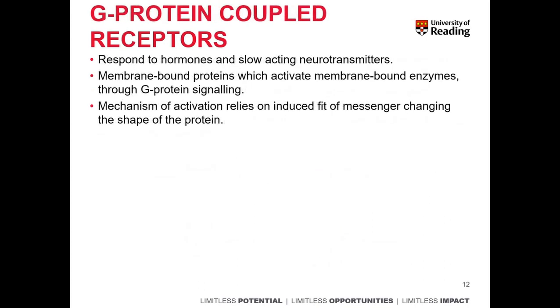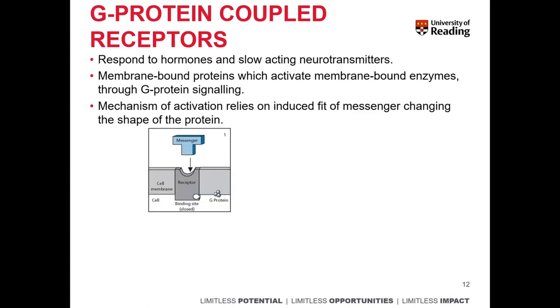So now we'll look at G-protein coupled receptors. These are receptors which respond to hormones and slow-acting neurotransmitters. A G-protein coupled receptor consists of a membrane-bound protein, and this protein then activates membrane-bound enzymes through a process called G-signaling. The mechanism of activation relies on the induced fit of the messenger changing the shape of the protein. So let's have a look and see what this looks like.